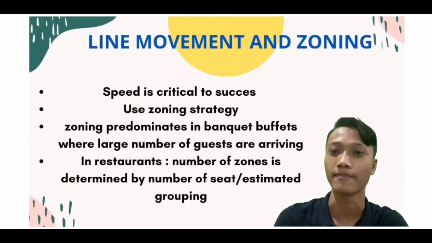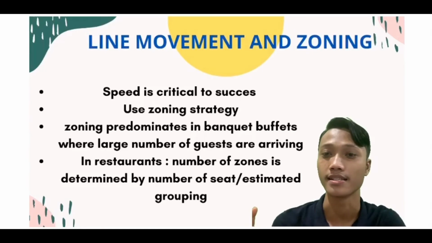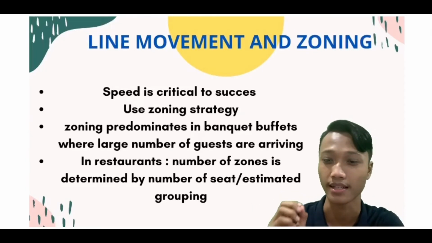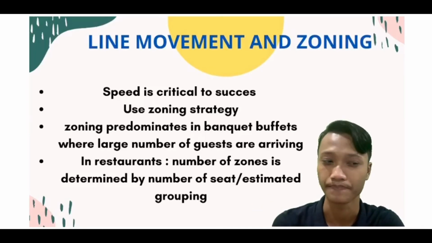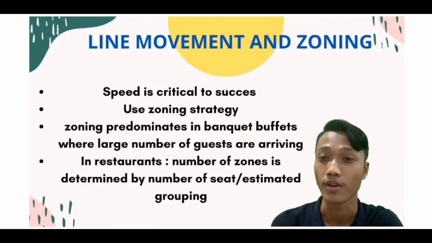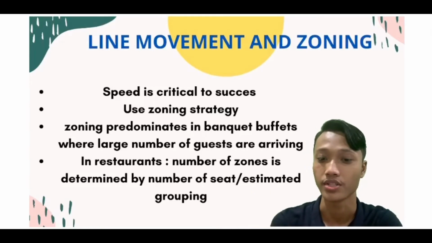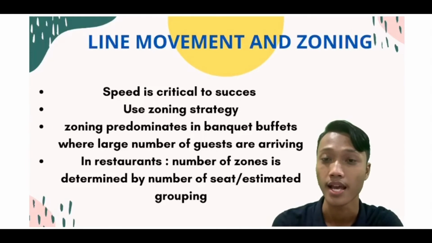Next is line movement and zoning. In line movement and zoning, portion control and speed are critical to success. We have zoning, where we spread out the main course, dessert, and beverage, because the system avoids guests having to wait for a long period of time.